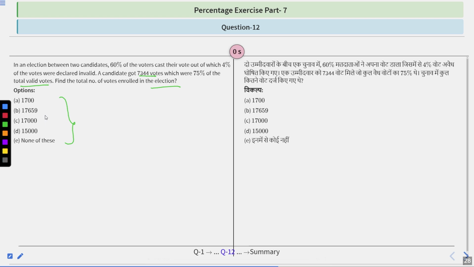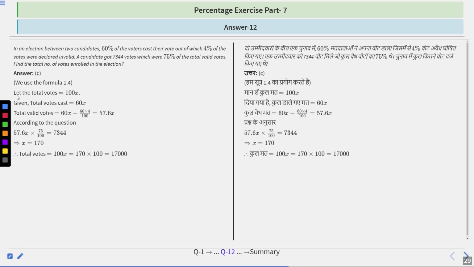Now time's up. Let's see the solution. Let the total number of voters be 100x. According to the question, the total vote cast is 60%, which is 60x. Total valid vote will be 60x minus 60x multiplied by 4% that was invalid, 4 upon 100, which is 57.6x. According to the question, 57.6x multiplied by 75%, which is 75 upon 100, is equal to 7,344. It is given in the question.